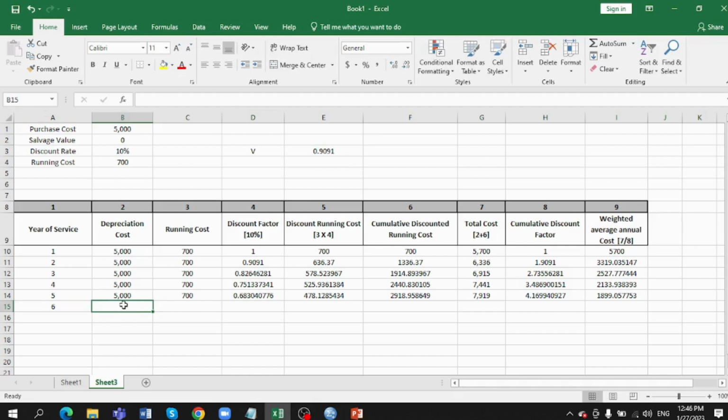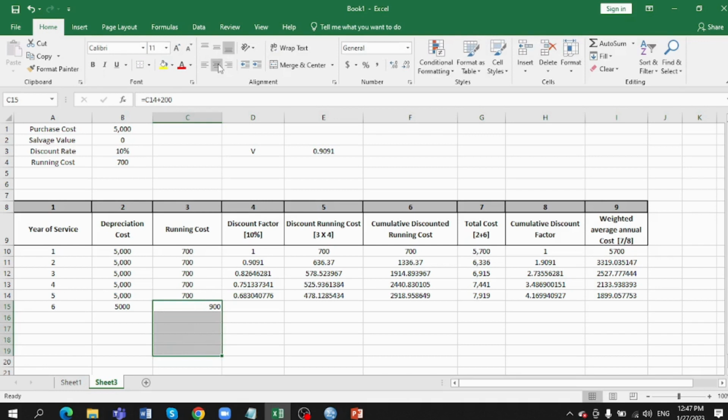So our depreciation cost would remain 5,000 pesos because again, remember, our depreciation cost is equal to our purchase cost minus our salvage value. And since our salvage value is equal to 0, it would still be 5,000 pesos. Then for our running cost, remember, it will increase by 200 pesos after the 5th year. So let's add 200 to this one. Then it would become 900 pesos.